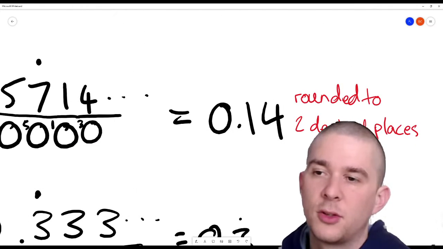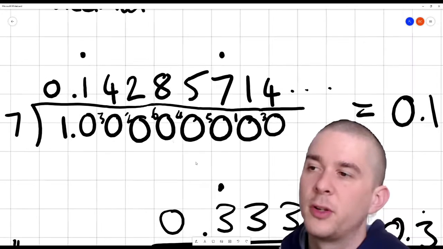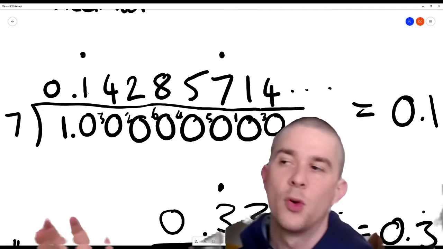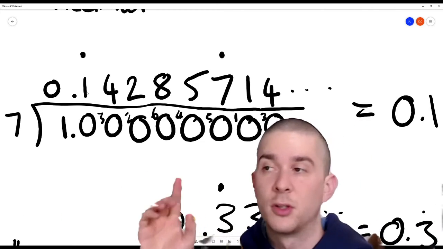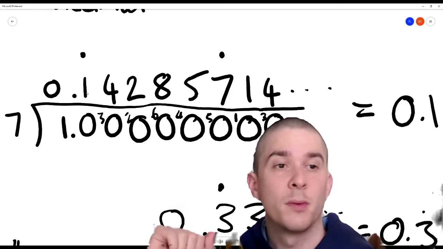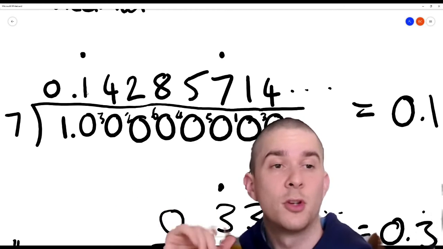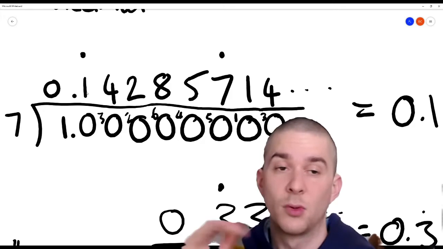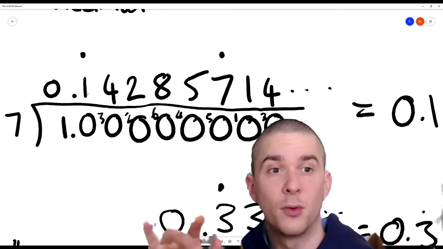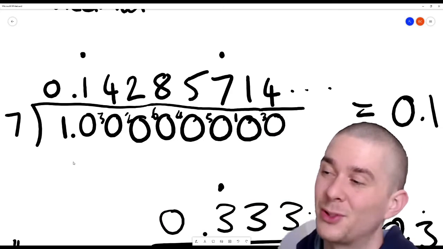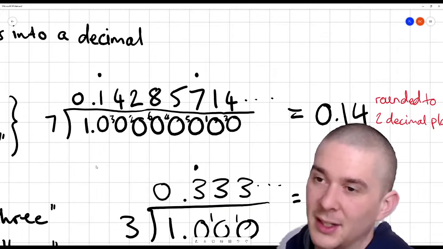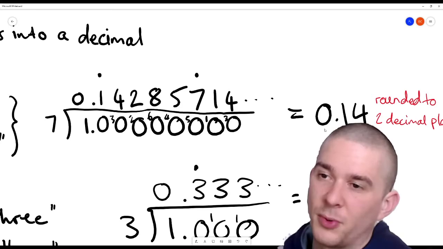0.14 rounded to 2 decimal places. Or if we don't round it, it's 0.142857 repeater. So there's a dot under the first digit that repeats and a dot over the last digit that repeats. So that's 0.142857, 142857, 142857, 142857, and so on and so forth forever. All right, but we can round that to 0.14.